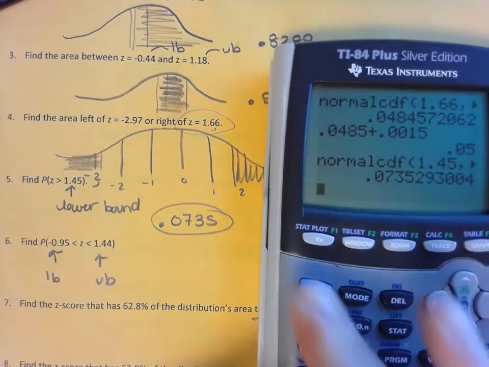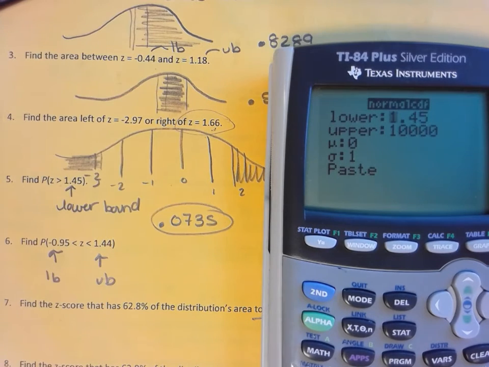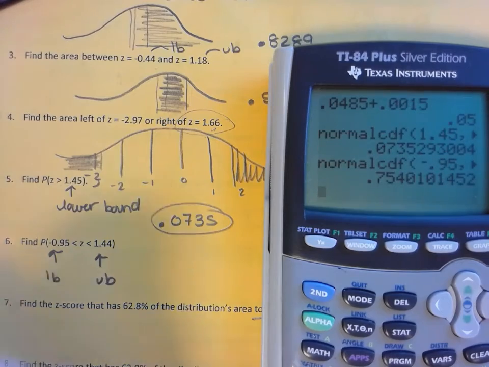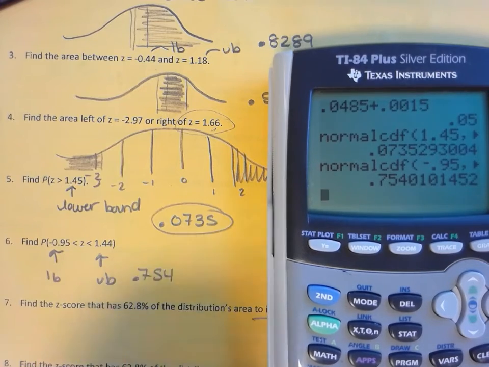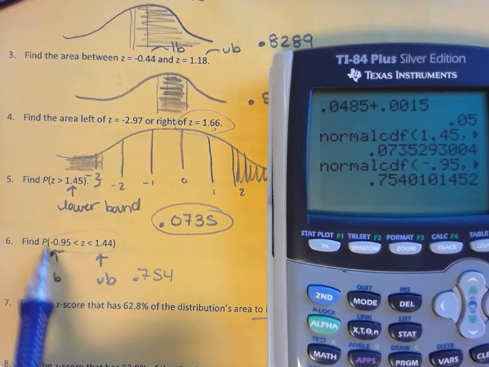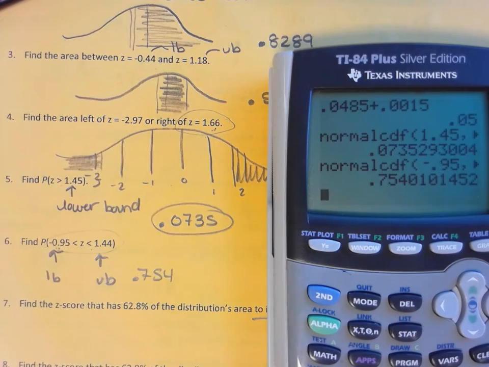And then this one is second. I've got negative 0.95. That's your lower bound. And then your upper bound is 1.44. And that gives me 0.754. Which makes sense because this is a little less than 1 standard deviation below the mean, and this is almost 1.5 standard deviations above. So if I go 1 standard deviation above and below, that's 68%. So it's a little bit more than that. So that makes sense.